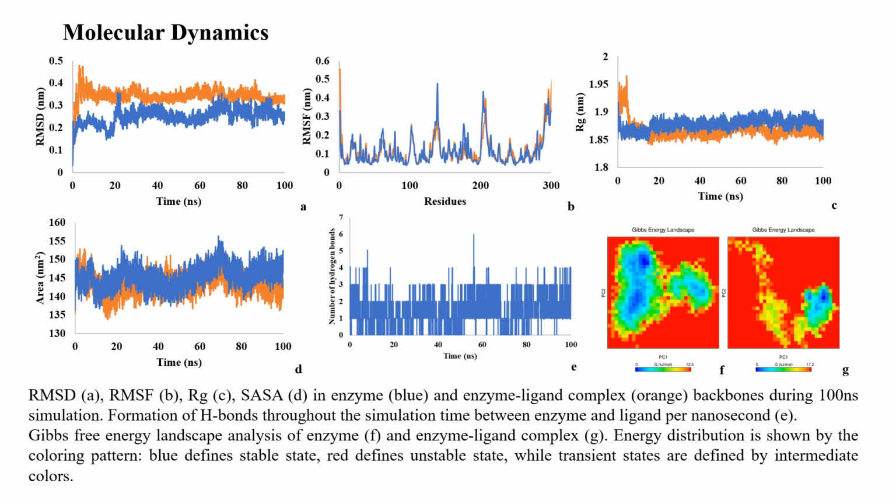We checked solvent accessibility as well using SASA and found little difference between the bound and unbound enzymes. This suggested that ligand binding did not significantly impact the enzyme's exposure to solvent. Importantly, the enzyme formed up to 6 hydrogen bonds per nanosecond with N-carbamoyl D-tryptophan, indicating a strong and stable interaction. The total binding energy was -15, which supports the docking data.